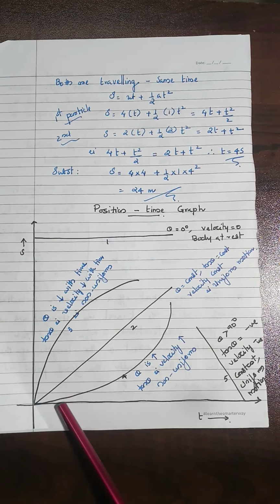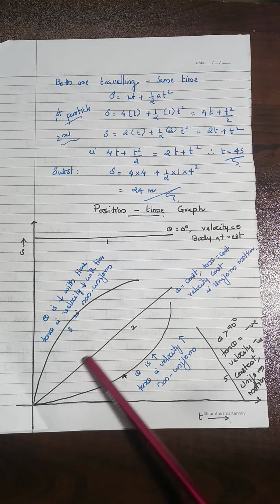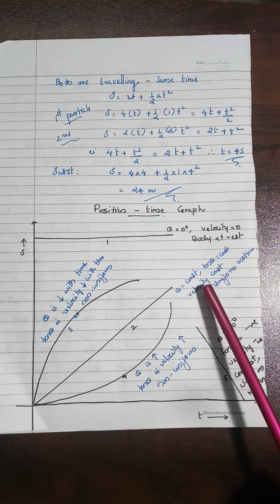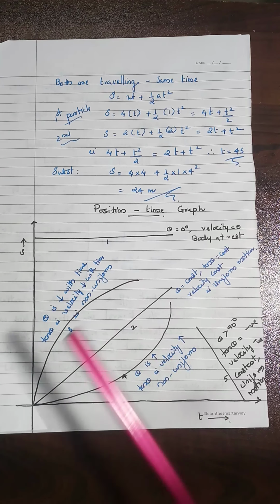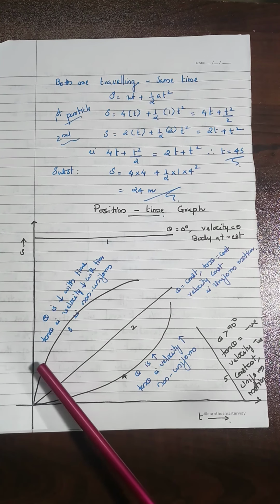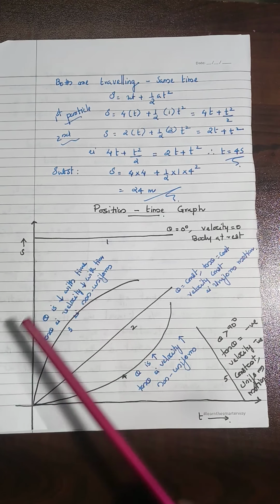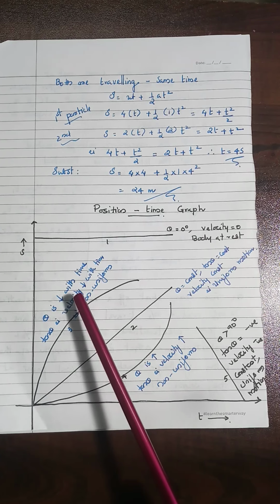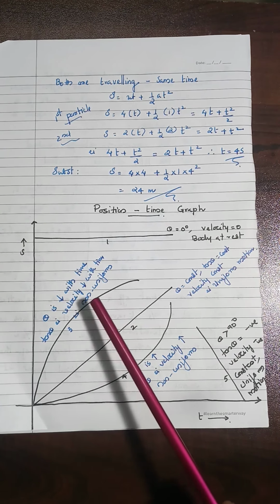The slope is constant. The velocity is constant. The body is under uniform motion. And here, the third graph, if you take the slope at any point, the theta decreases with time. That means the velocity decreases with time. We can say it is a non-uniform motion.